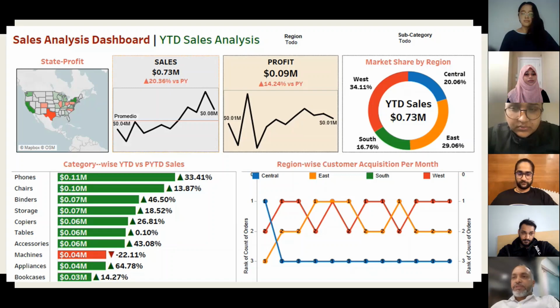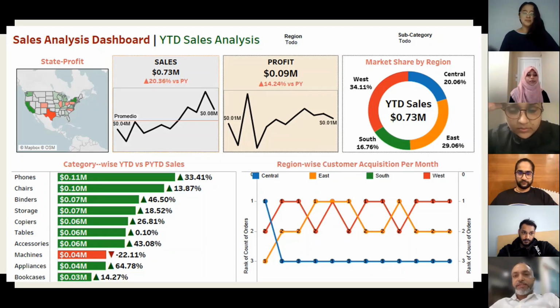Along with that, if you see the market share, West has the most market share, like 34.11%, followed by East, and then Central and South. So one can comprehend the complete story by looking at this dashboard.